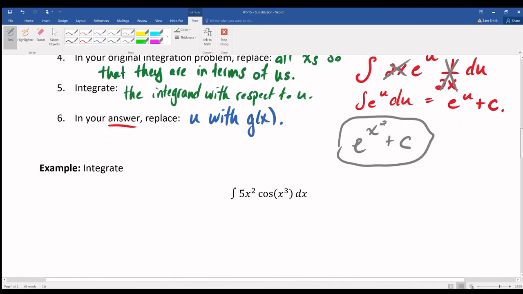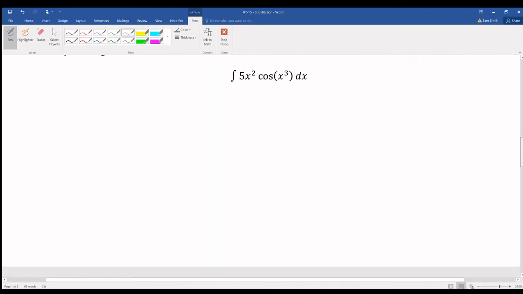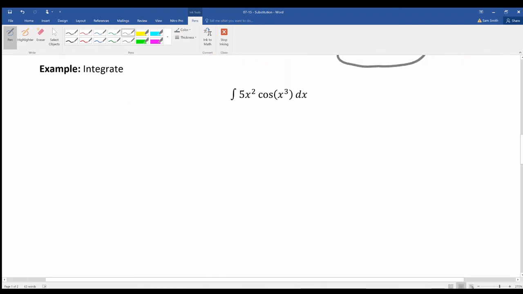If you take the derivative of e to the x squared, chain rule will cause that 2x to appear in the front. And that's what this substitution method is based on. It's based on using chain rule in reverse, undoing chain rule, to integrate functions that might have come from using chain rule. Let's try another example just to get the idea cemented in our minds.